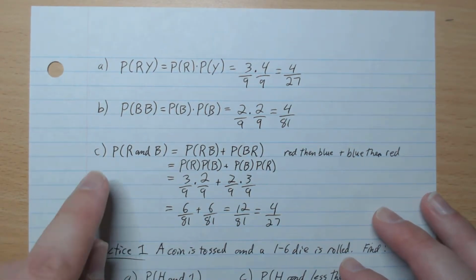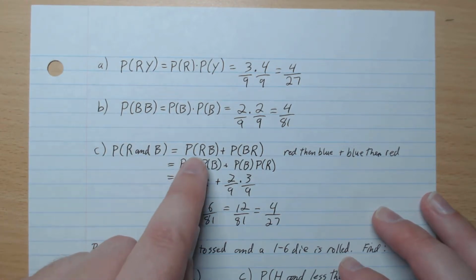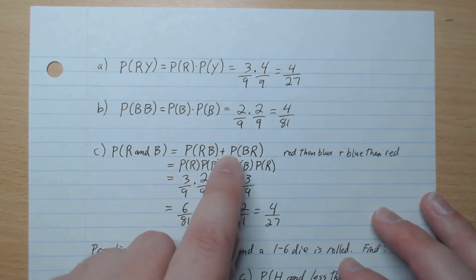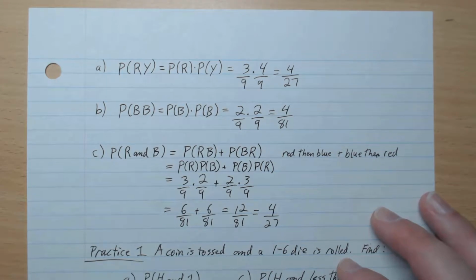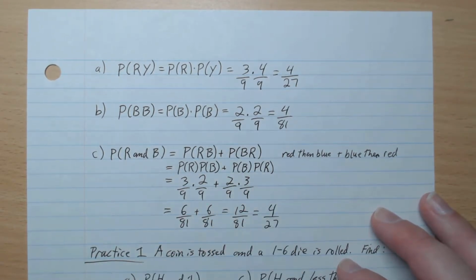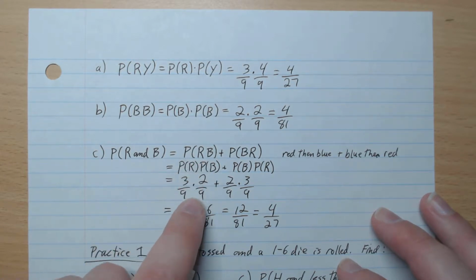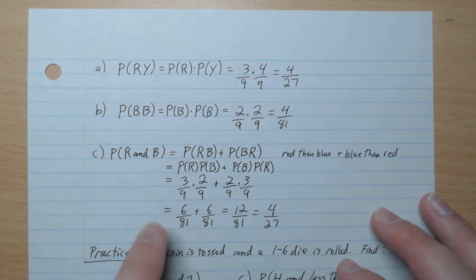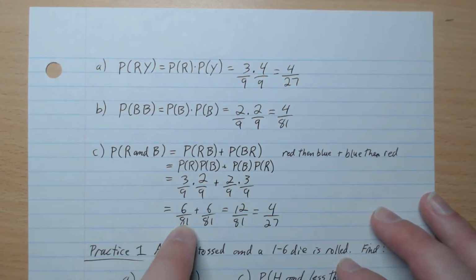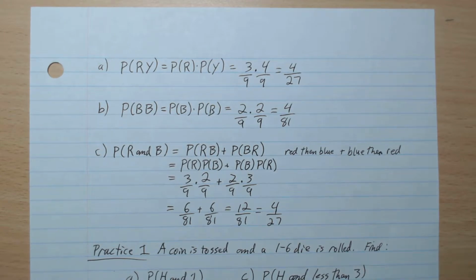C, now this is a little tricky here. We're doing probability of red and blue in any order. So this means probability of red then blue plus probability of blue then red. So red then blue becomes PR times PB, blue then red becomes PB times PR. So PR is 3 red balls out of 9, blue is 2 out of 9 like that, blue is 2 out of 9, and red is 3 out of 9 like that. We multiply those, we get 6 out of 81. Add that up, 12 out of 81, and so this reduces to 4 out of 27.